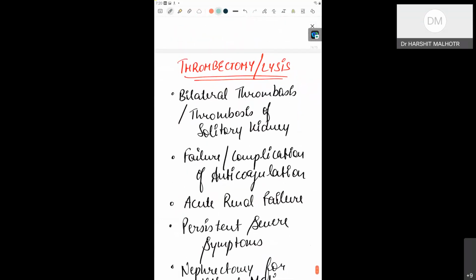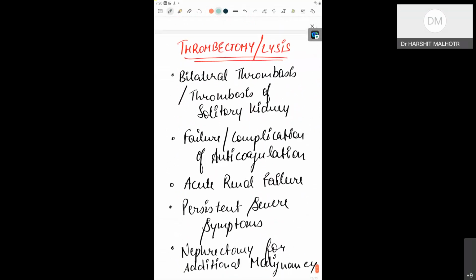Again, thrombectomy and thrombolysis is done in a case when there is bilateral thrombosis, or when there is a solitary kidney and there is thrombosis of that kidney itself. So we have to give maximum chance to preserve the renal function. Or there is failure or complication of anticoagulation. Or in renal vein thrombosis or any other renal arterial or venous pathology causing acute renal failure, or persistent severe symptoms even after anticoagulation.